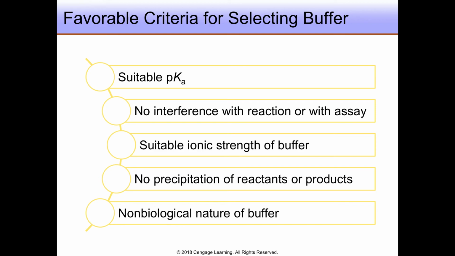Also, we want our buffer to be non-biological in nature. That is to say, it will not interfere with the components of a biological system. Most living systems operate at neutral pH, and most biological components have a narrow pH range at which they function. It becomes vital, therefore, that all cells have some kind of buffering system in order to maintain cell viability.